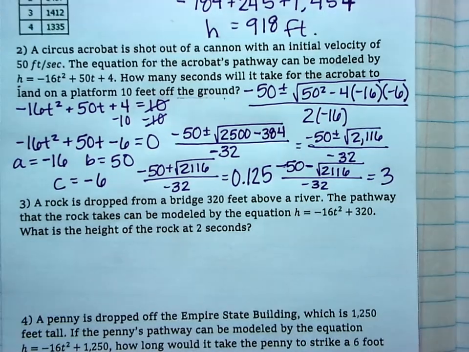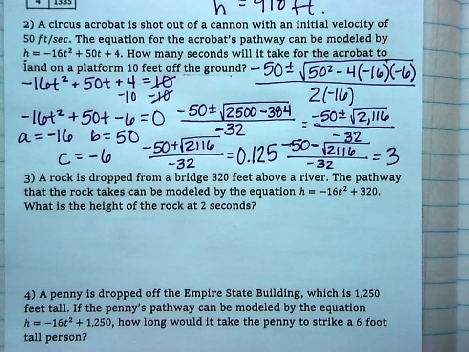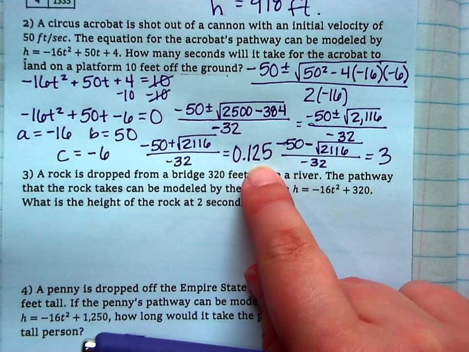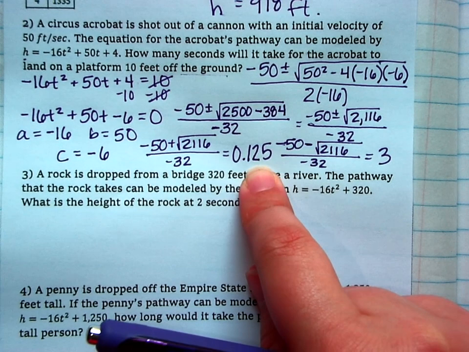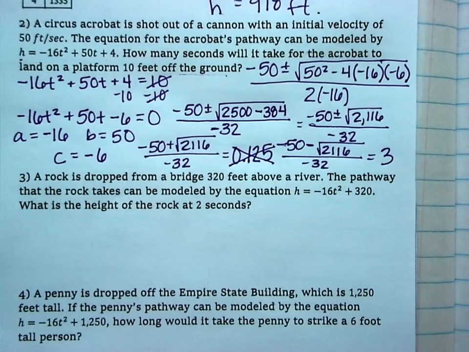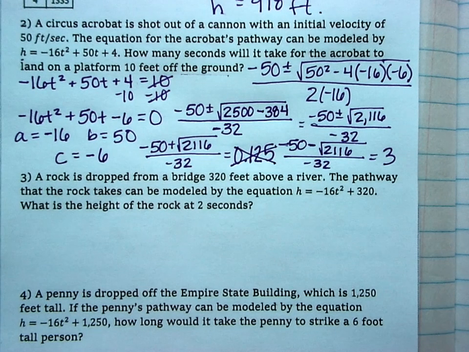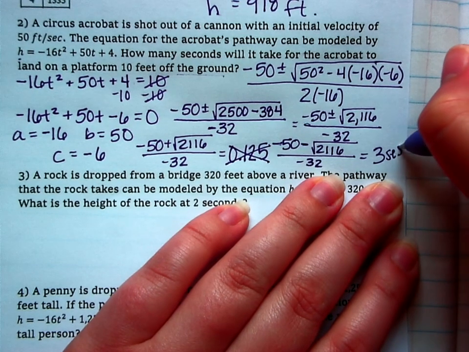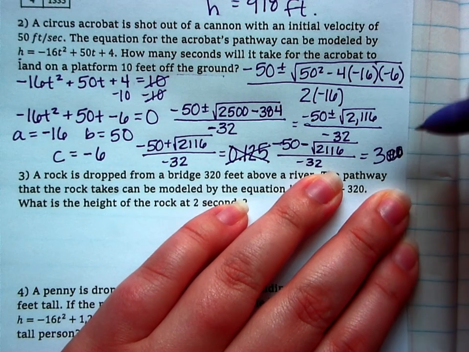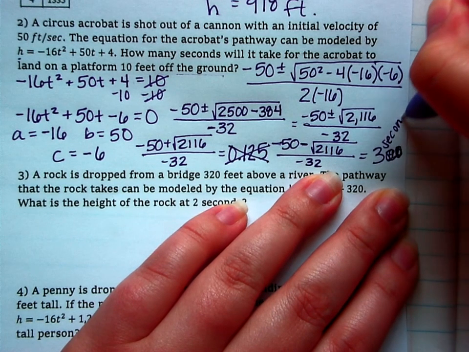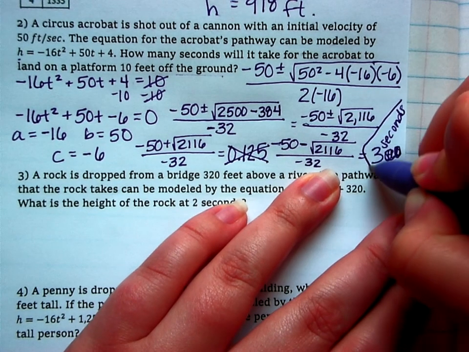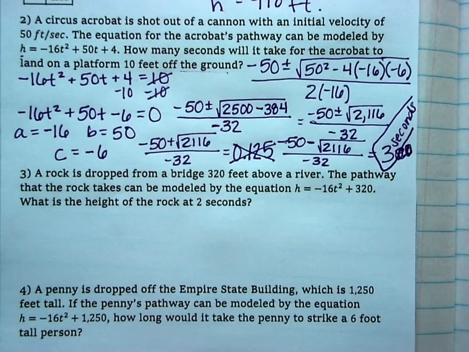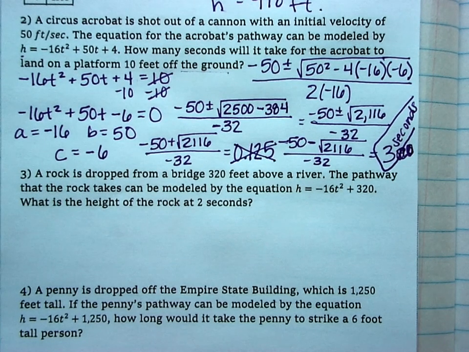Okay, so this is where we have to be a little bit logical and think about the situation. So we're at a circus. We're watching a guy shoot out of a cannon and land on a platform. Do you think that can be done in 0.125 seconds? No, definitely not. That's really fast. You can't even blink that fast. It could maybe happen in 3 seconds. That's really our only other option. So we're going to go with this one. 3 seconds is how long it takes for the acrobat to pop out of the cannon and land on a platform.